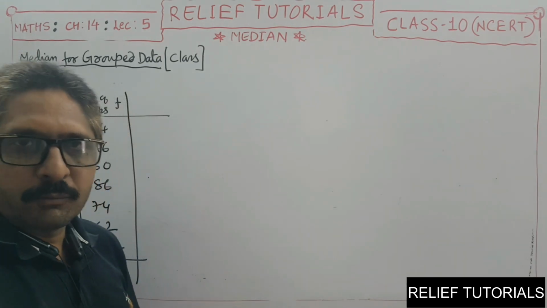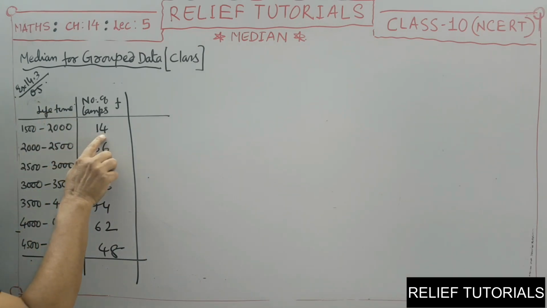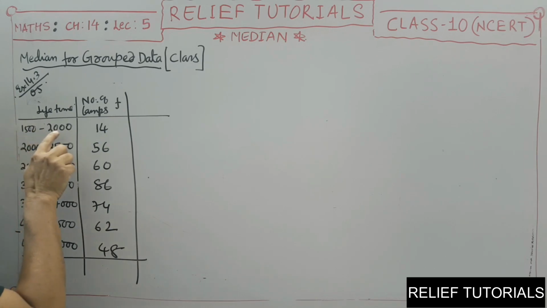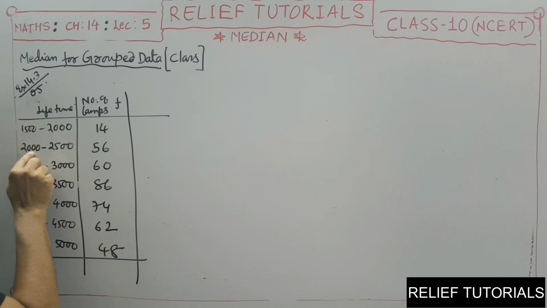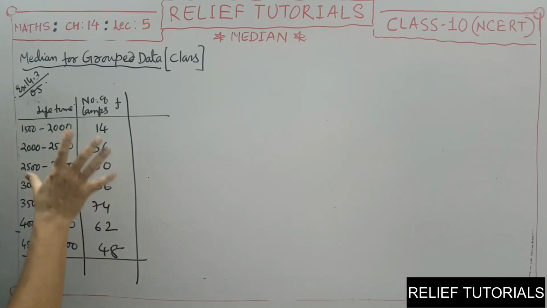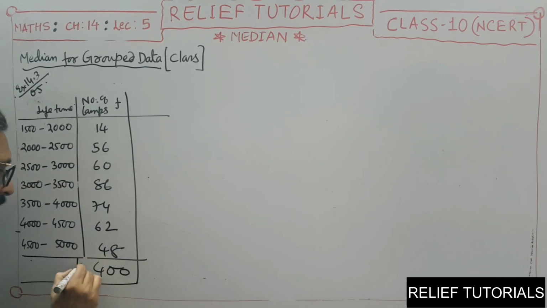Okay, we will discuss one more problem. Your textbook exercise 14.3 question 5. See, this is the lifetime of bulbs. There are 14 bulbs whose lifetime is 1500 hours to 2000 hours. There are 56 bulbs whose lifetime is 2000 hours to 2500 hours. And altogether there are 400 lamps. So here n equal to 400. Now you have to find median.